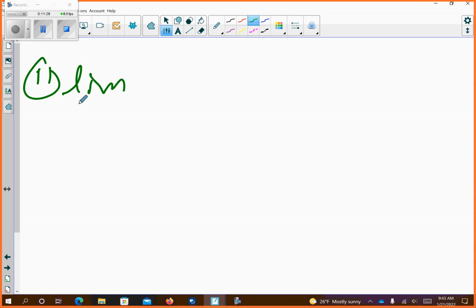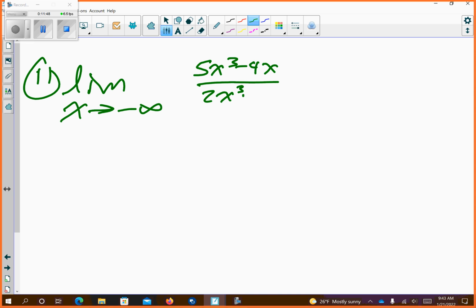So the limit as x goes to negative infinity. This means that we're going out that way. Okay? The first thing I would do is check to see if this is going to reduce down at all. It's not looking like it. So this would be one that I would say, let's bust out and take a look at the graph on Desmos.